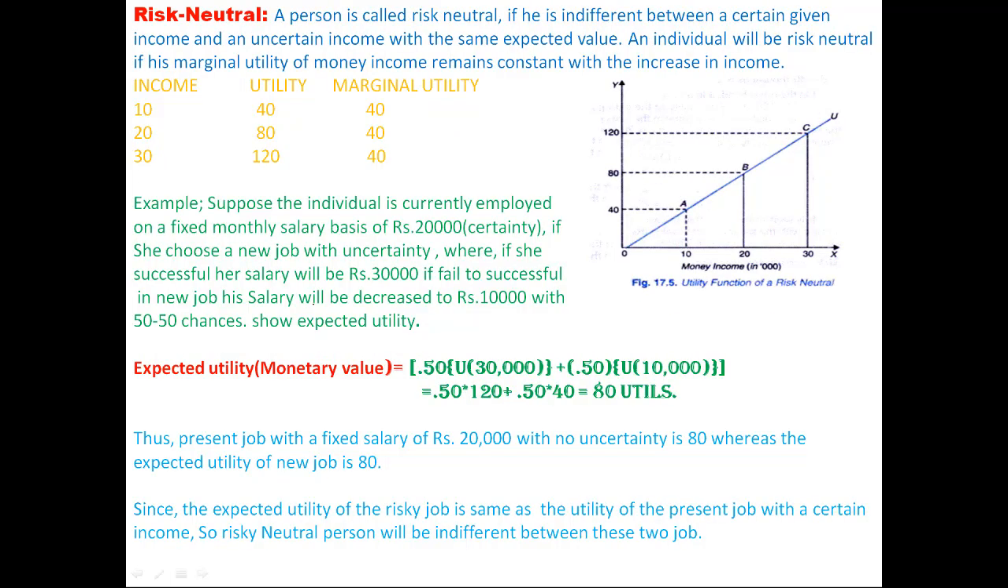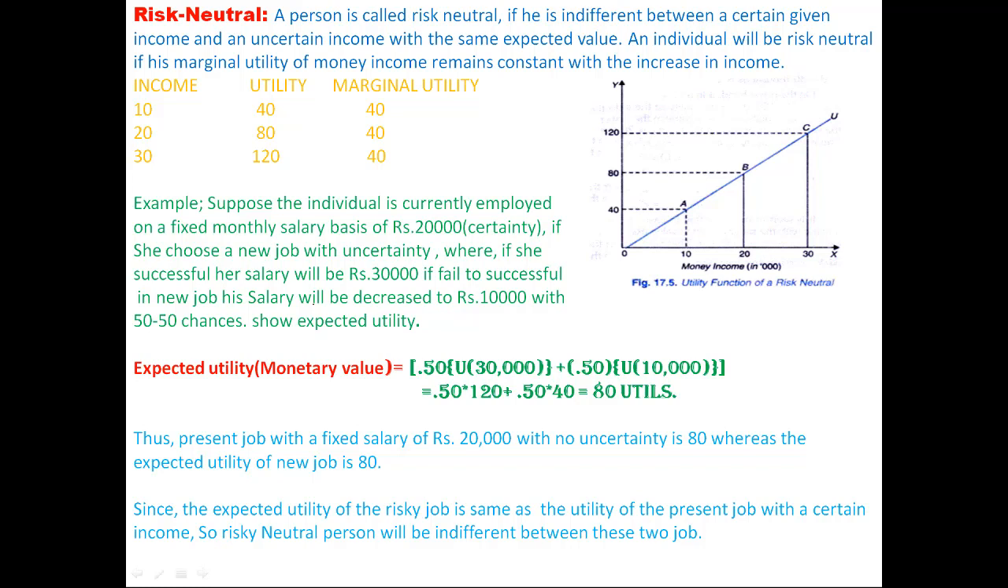Risk neutral. A person is called risk neutral if he is indifferent between a certain outcome and an uncertain outcome with the same expected utility. Okay, here is the utility and marginal utility. Sorry, this will be 0, and here 40 and 40. So just think that when income is 10, his utility is 40, when income is 20, it is 80, and when income is 30, his utility is 120.